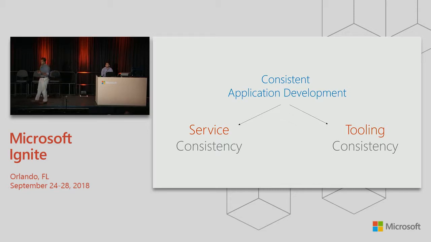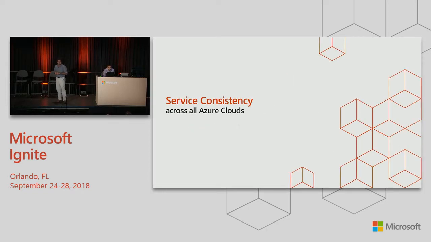If I have to build an application that can be deployed to multiple places, both of those places should have the exact same set of services, the right set of versions that that service needs or that application needs. As well as I need to have the right tooling support so that that tool can deploy to multiple cloud platforms. So when I say consistent application development, I'm really talking about both service consistency as well as tooling consistency. Let's go into detail and take a look at service consistency.